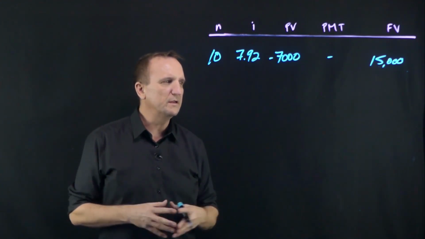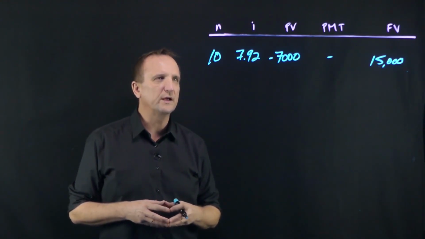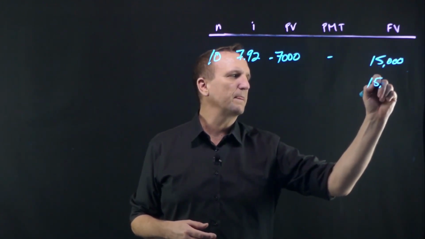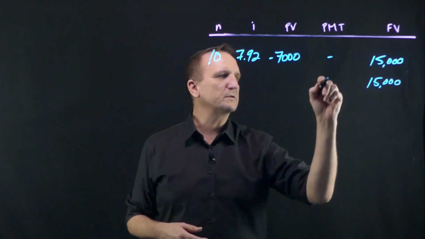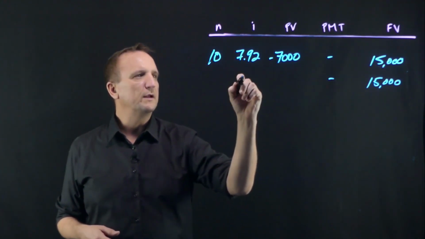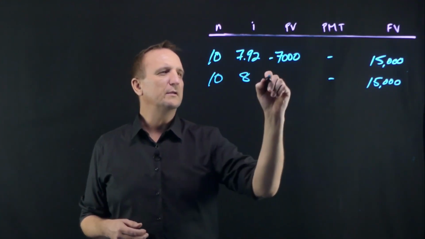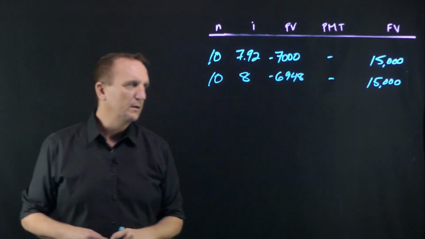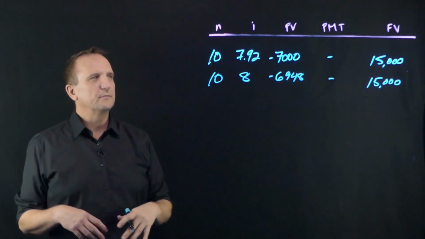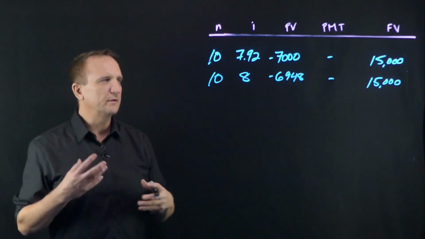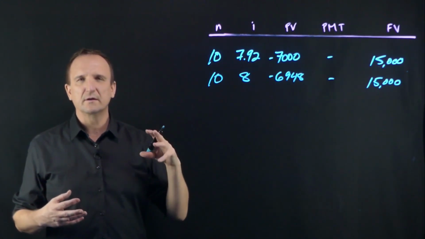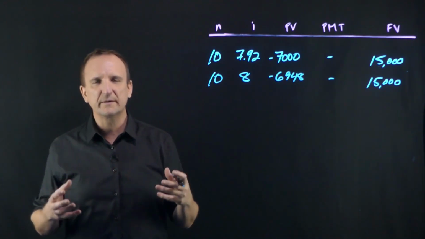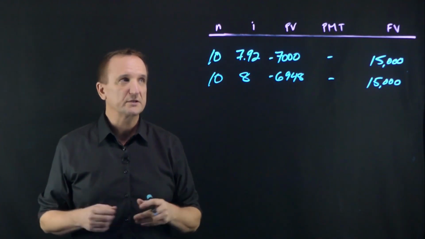What is the investment actually worth today? Well, we could do that same calculation. If we think we're going to get $15,000 after 10 years, and we want an 8% return, then the lot's only worth $6,948. Now, this isn't a very realistic example, and it's really just an exercise in showing you that there's multiple ways to use time value of money to make decisions, okay?